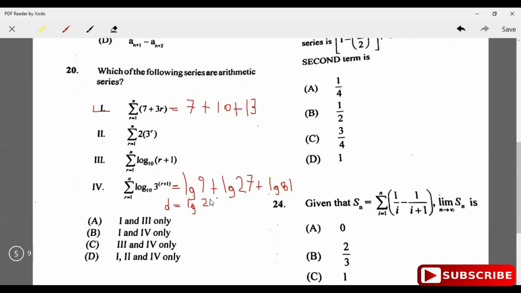Which is the log of 27 over 9. Now you need to check if it has the same common difference as well, right? Here the log of 81 minus the log of 27, which is the log of 81 over 27. But log of 81 over 27 is indeed the same as log of 27 over 9. Yes, sir. So therefore, it's 1 and 4.